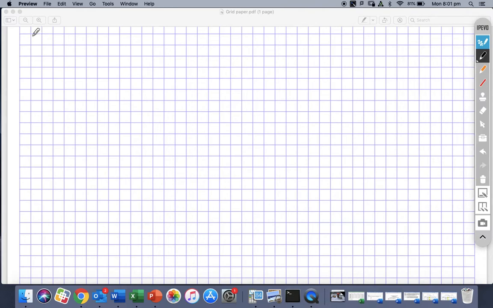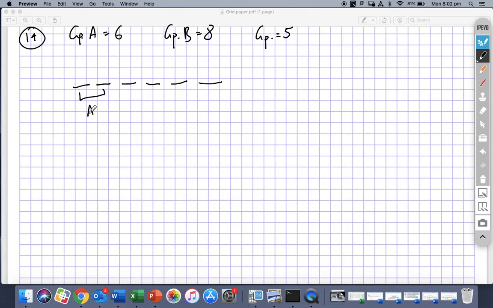All right, and it's question 14, I believe. We've got Group A, Group B, Group C. There are 6 subjects to choose from in Group A, 8 to choose from in Group B, and 5 to choose from in Group C. She's got to choose 6: 1, 2, 3, 4, 5, 6. The first 2 have to come from A, the second 2 have to come from B, this one here has to come from C, and then here she can choose A, B, or C.